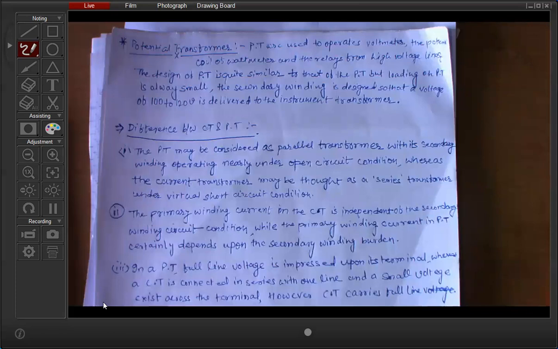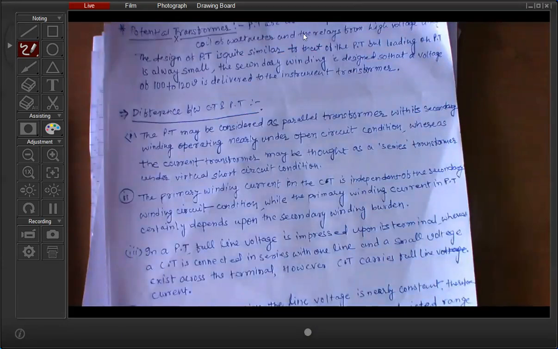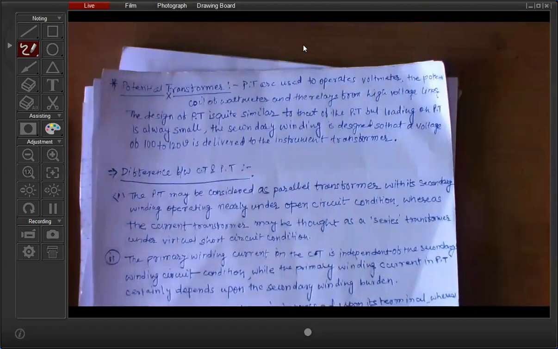So what is the function, what is the purpose of a potential transformer? For measurement of high voltage you have to use a potential transformer to step down the voltage, and using a normal voltmeter, that means range from 0 to 100 volt or 0 to 500 volt, you can measure a high voltage of 1 kV, 10 kV, because most of the transmission line voltages are in the kilovolt range. That's why we need to use a potential transformer for the measurement of high voltage.